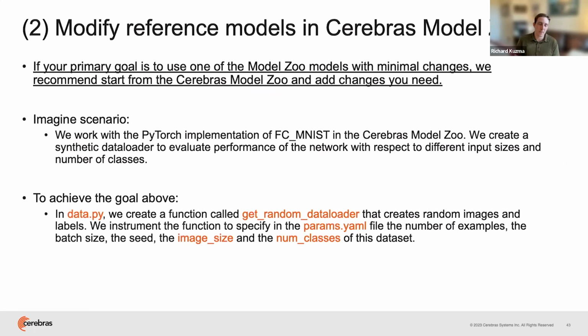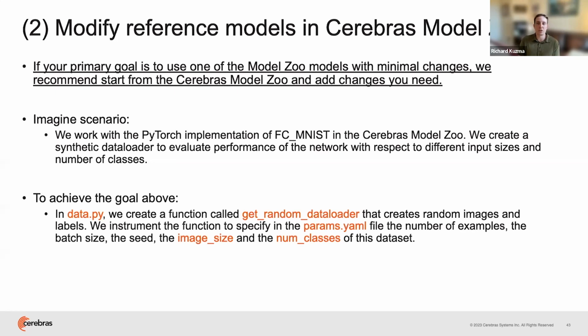So next, stage 2, you want to modify reference models. If your primary goal is to use one of these architectures with some minimal changes, we recommend making those minimal changes within the existing model zoo structure. A scenario might be working with FC MNIST. In this case, we'll show building a synthetic data loader to evaluate network performance. Want to change, kind of randomly, just input sizes, number of classes.